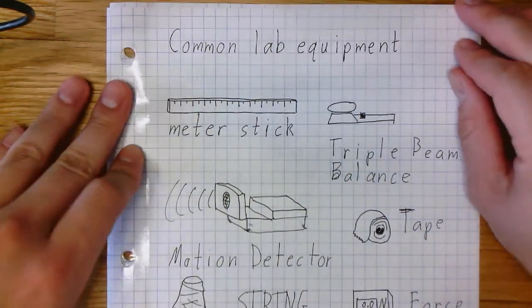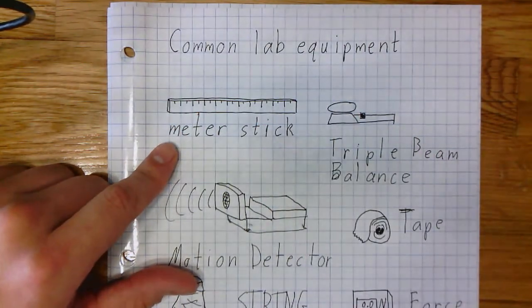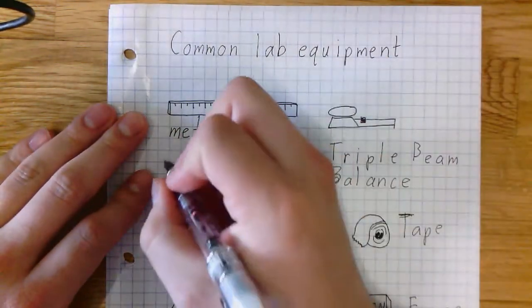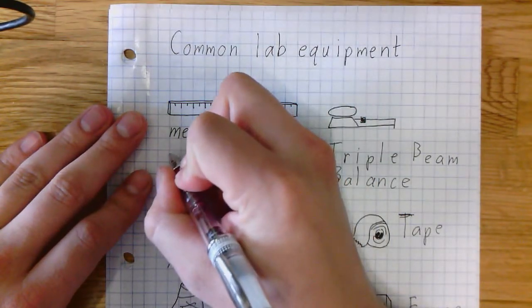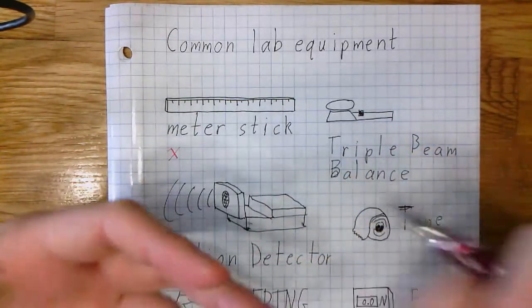Okay, so common lab equipment. We have meter sticks. We've had sword fights with those before. They are good at measuring lengths of stuff, good at finding x values, right? It's like positions, lengths, things like that.